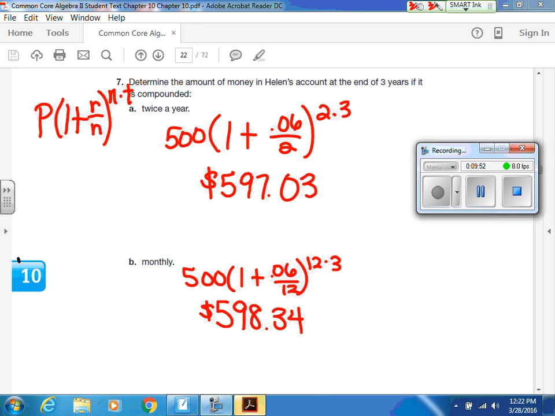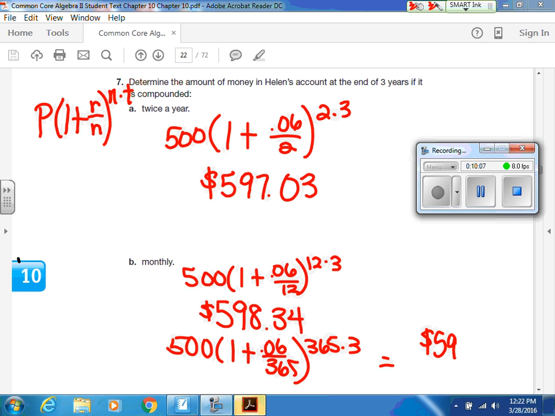And then the other one was 365 days a year, compounded daily. And what was this one? 598.60. Exactly. So number 8: what effect does the frequency have? The more you compound it, the more it increases. That's true. The more often you compound the interest, the more money that you will get.